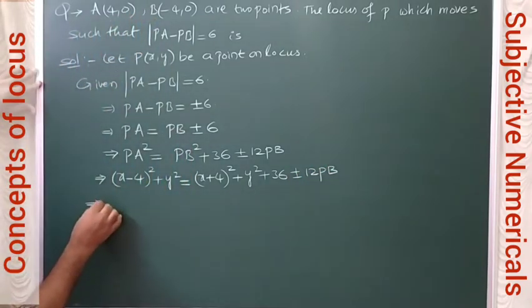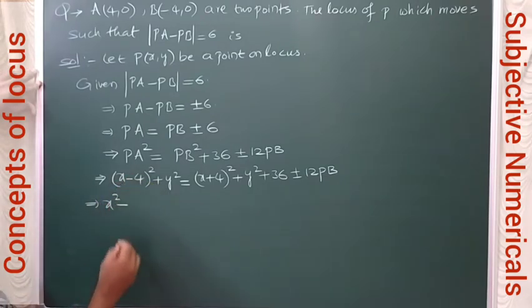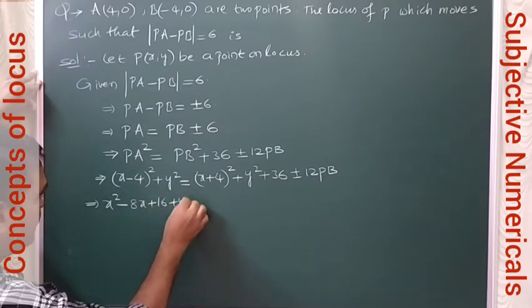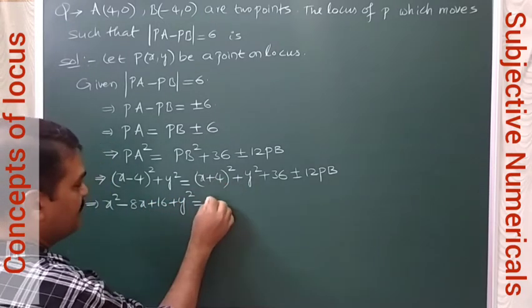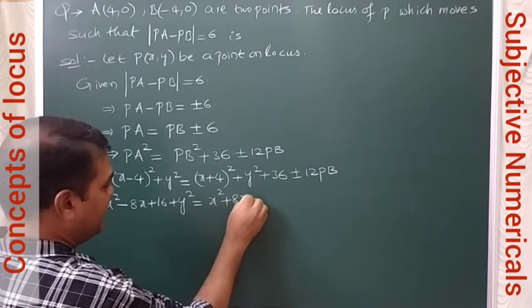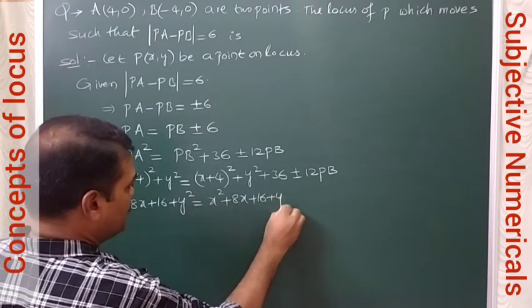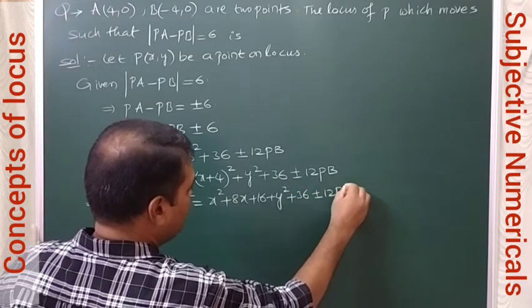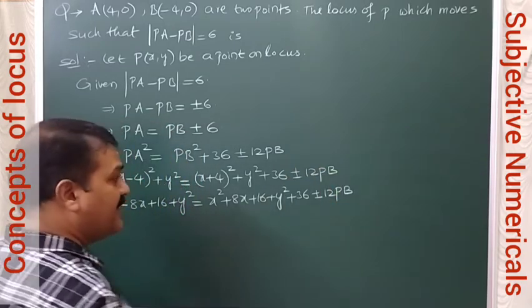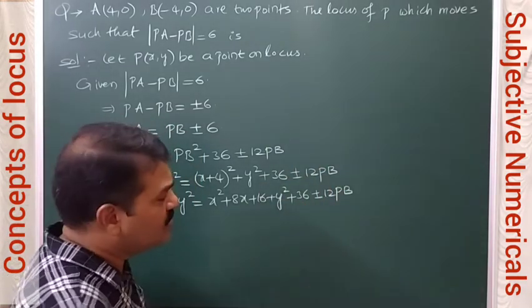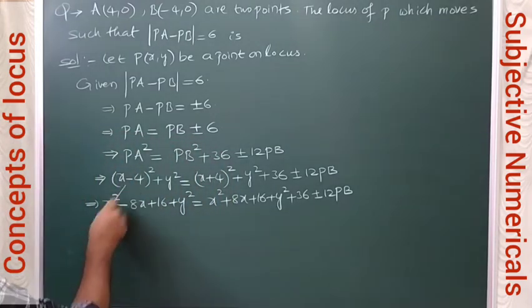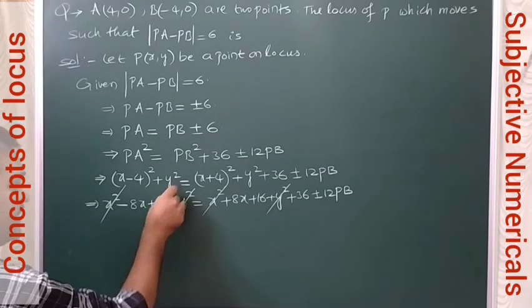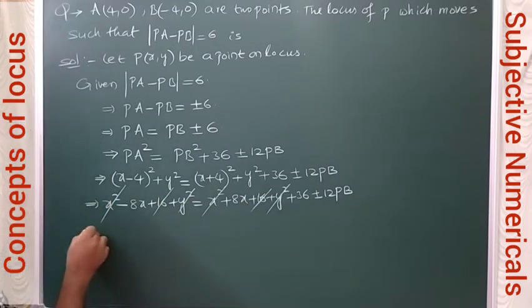Okay, so simplifying now. (x minus 4) whole square, x square minus 8x plus 16 plus y square, equals (x plus 4) whole square, x square plus 8x plus 16 plus y square plus 36 plus or minus 12 PB. PB at present I am keeping as it is because square root will come, no? Therefore I am not writing that at present. So x square cancels on both sides, y square cancels on both sides, this 16 also cancels on both sides.